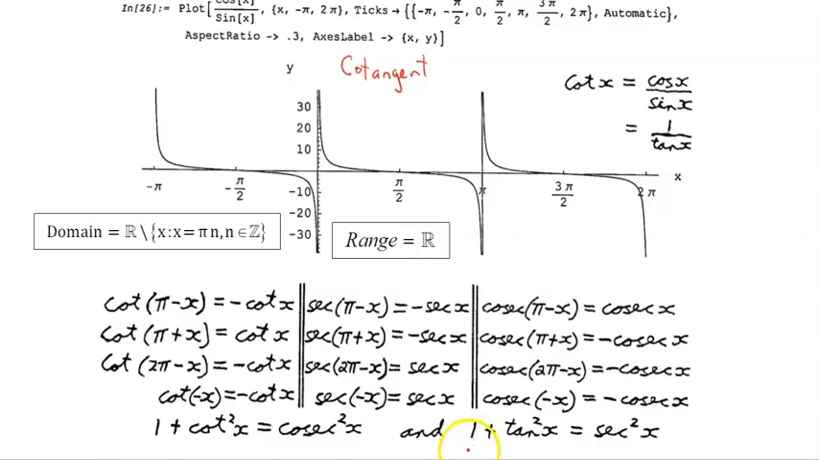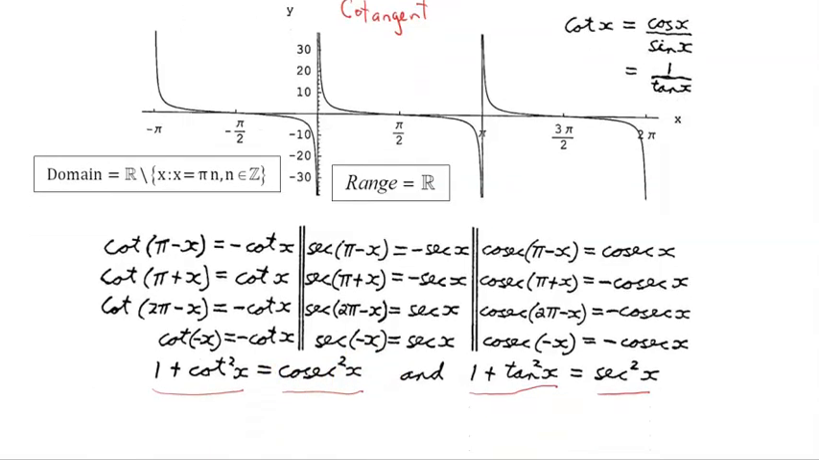Now some trigonometric identities. Well, 1 plus tan squared x is equal to sec squared x, and 1 plus cot squared x is equal to cosec squared x. All right, just some handy identities you might use. Let's have a look a bit at sketching now.